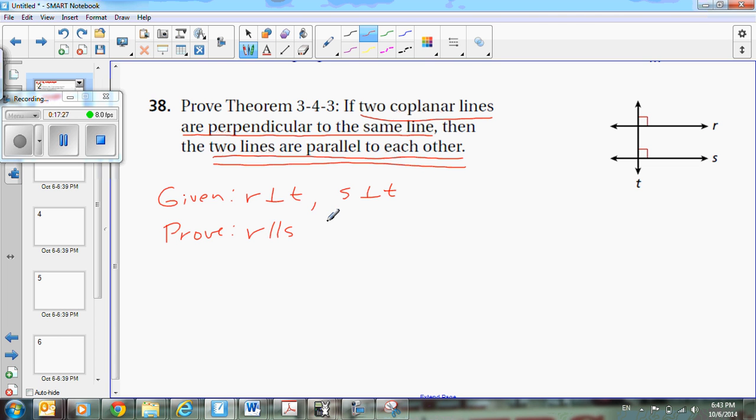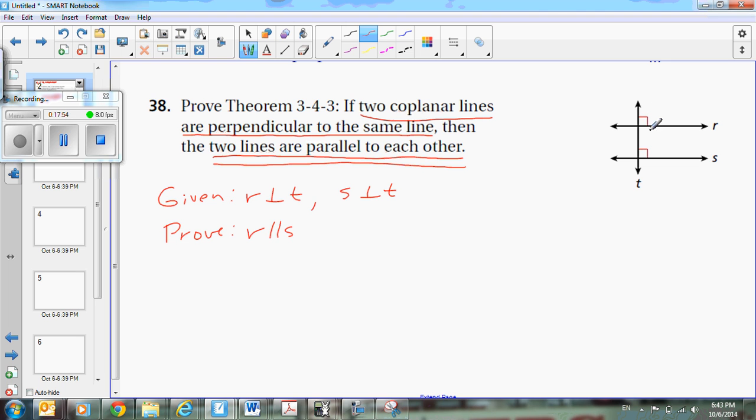Okay, so this proof is actually going to be pretty easy. It's only going to take you 4 steps if you combine your given statement, both of these pieces of information in one statement. So if you're given that R is perpendicular to T and S is perpendicular to T, look at your definition of perpendicular lines and you can conclude that you have some right angles here from the definition of perpendicular lines.